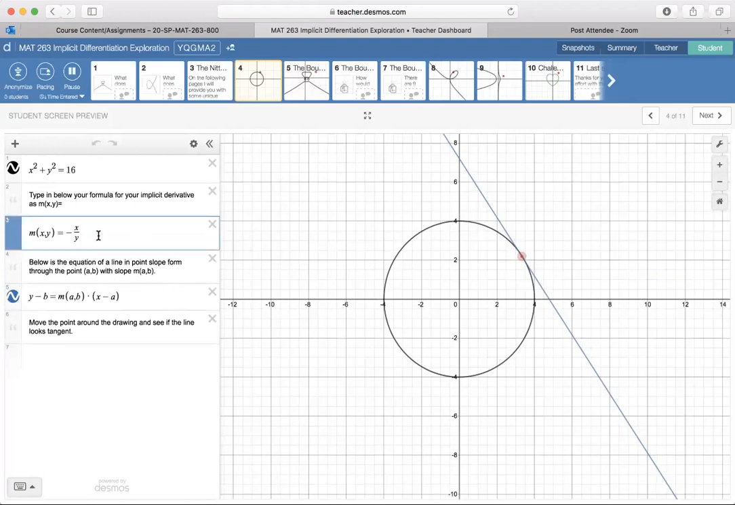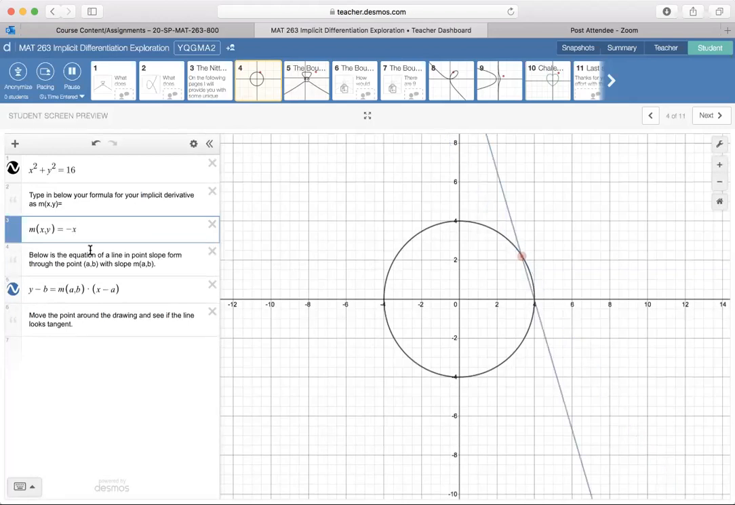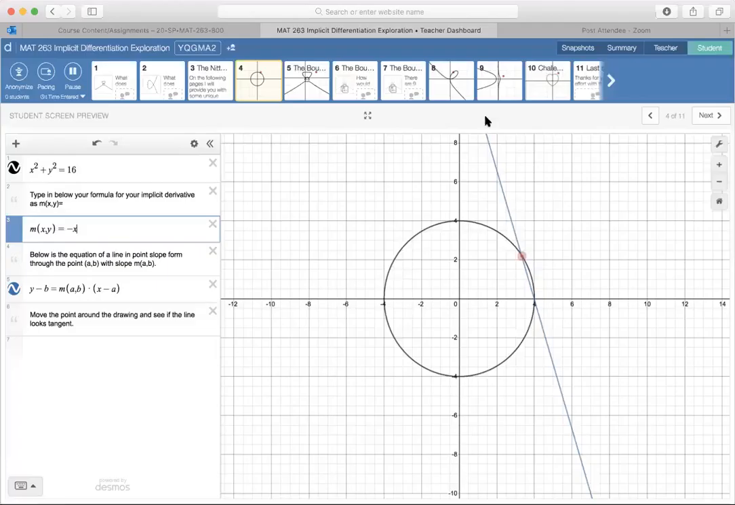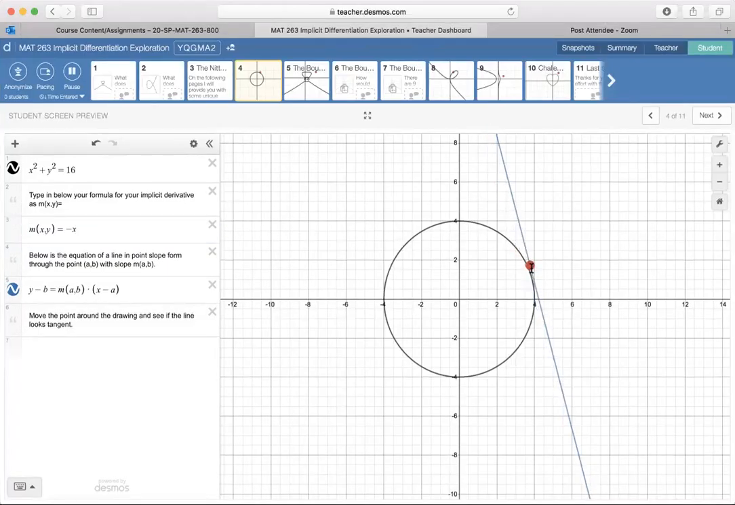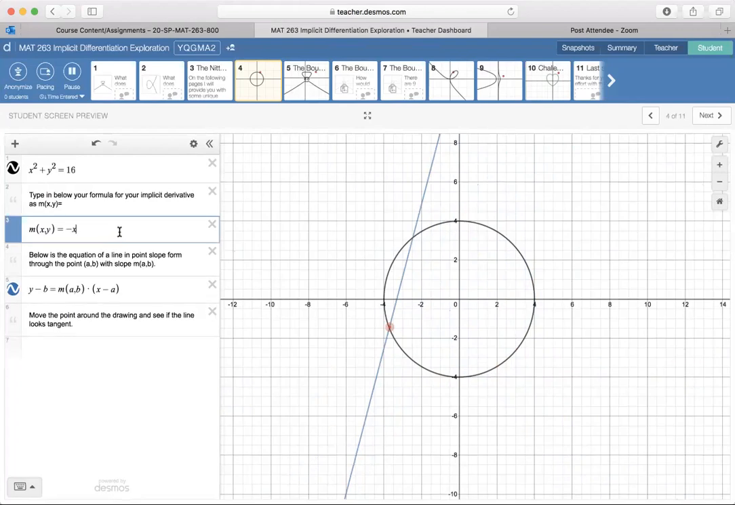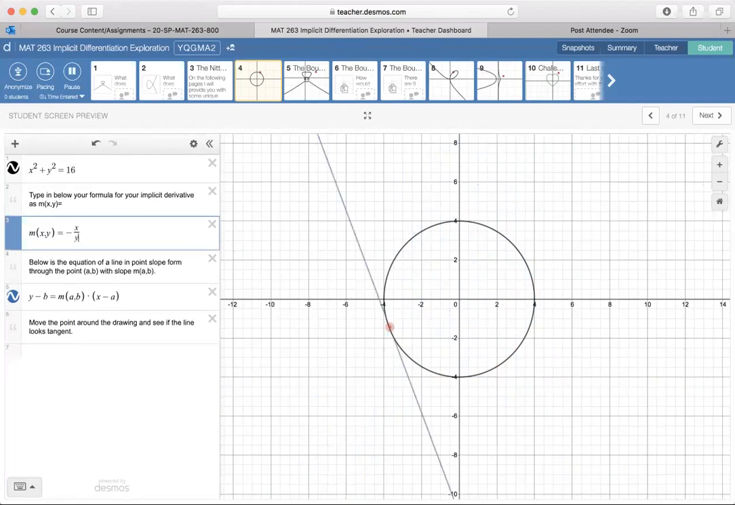Let me illustrate what that looks like. For example, what if I just did negative x and I didn't divide by the y? Then notice, sorry guys, as I pull my red dot along my circle, this does not look like a tangent line. Okay, maybe it does at one specific point, but it doesn't continue to look like a tangent line as I go around my circle. So this is the case of something that doesn't check, whereas if I have that divided by y, it does.